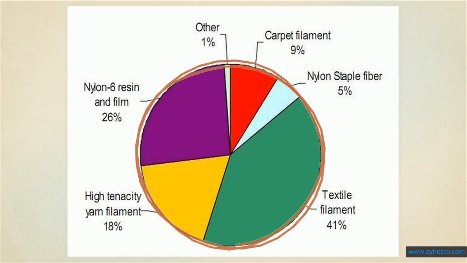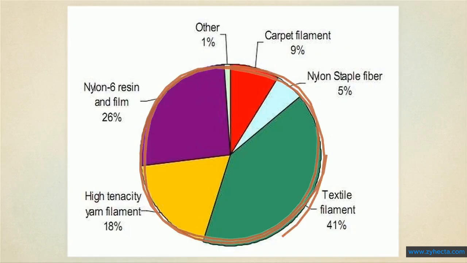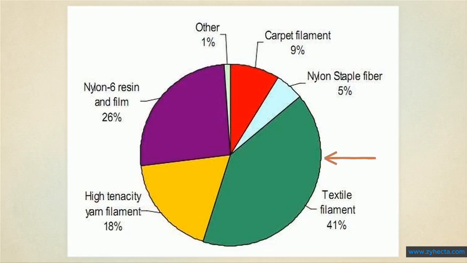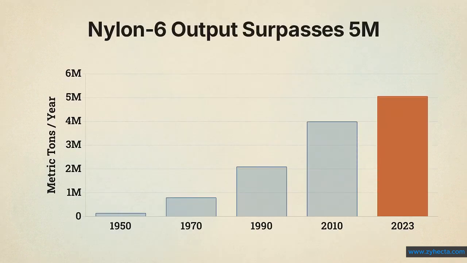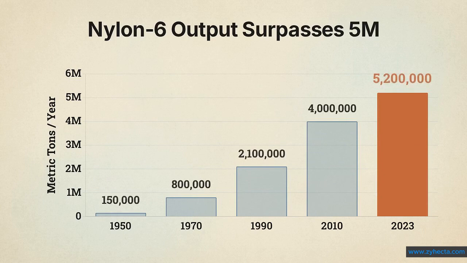This pie chart breaks down the global market demand for that specific material. Textile filaments represent 41% of the market, while resins and films account for another 26%. To meet this worldwide demand, the industry manufactures over 5 million metric tons of nylon 6 every year.